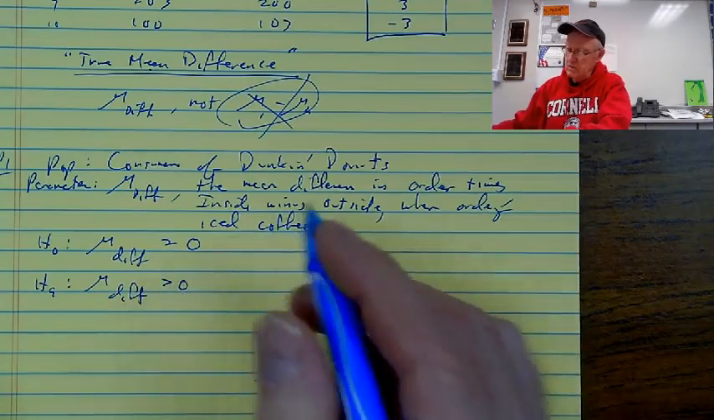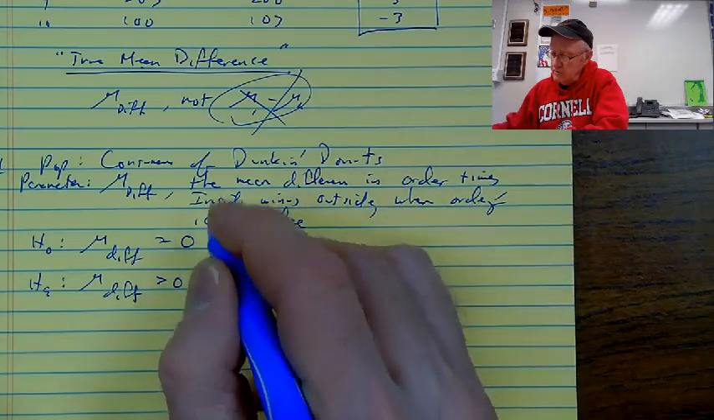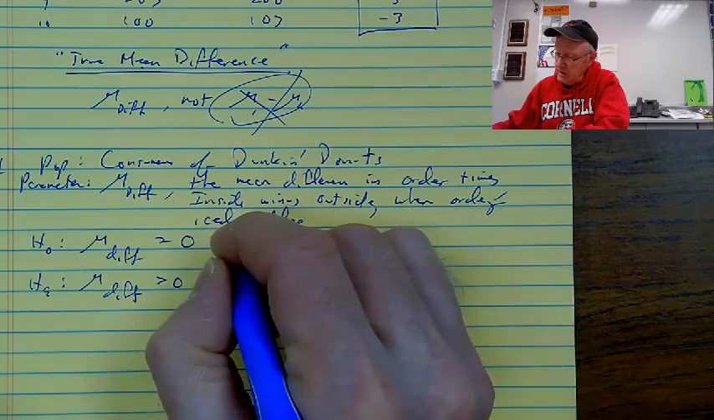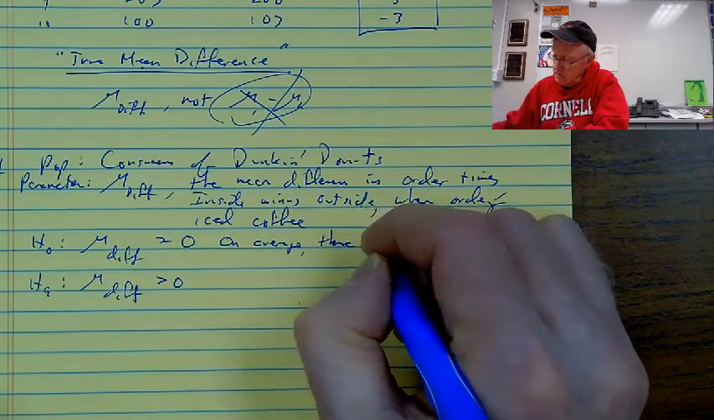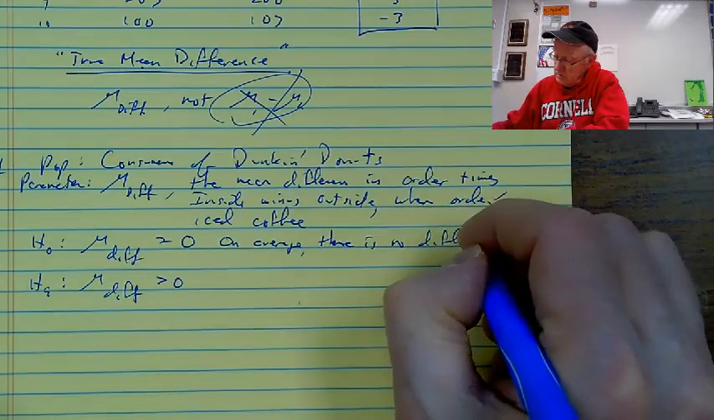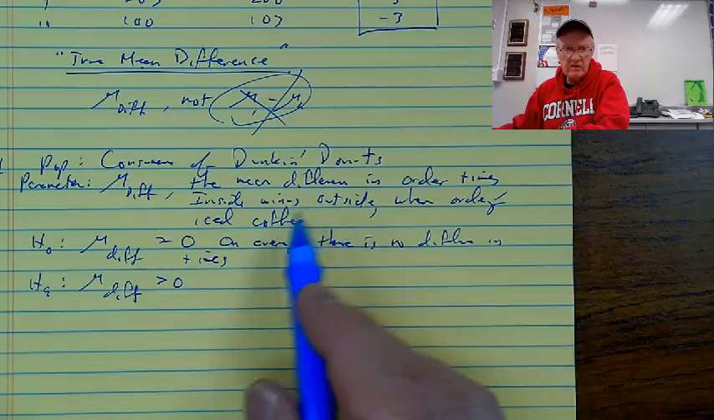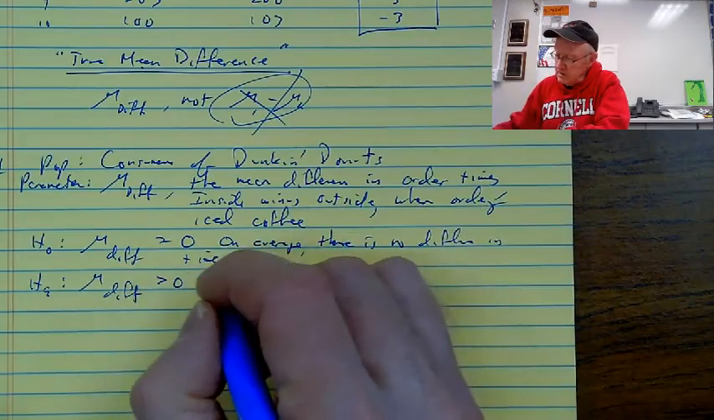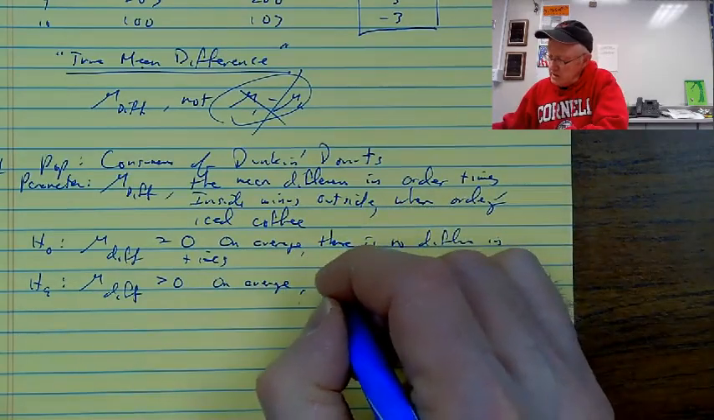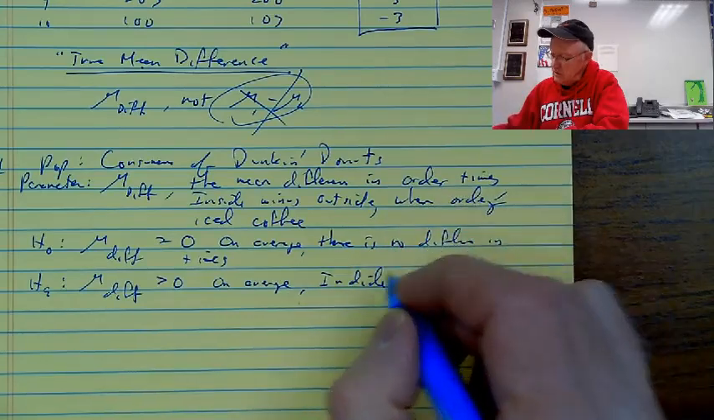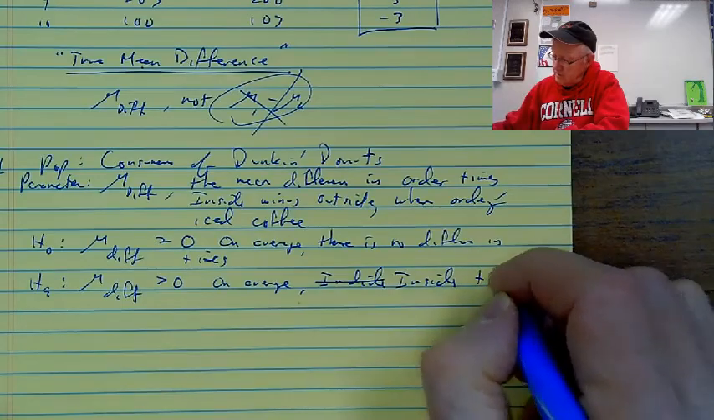So let's capture this in words so that we're ready to do some writing when we get to step 4. So this would be, on average, there is no difference in times. I'll leave it at that. I know that I could write more, but I'll leave it at that because we've already discussed that up here a little bit. Now, the alternate is that on average, inside times are longer.